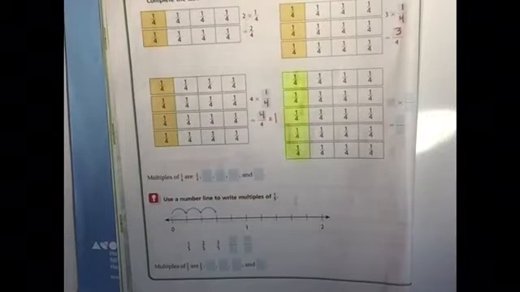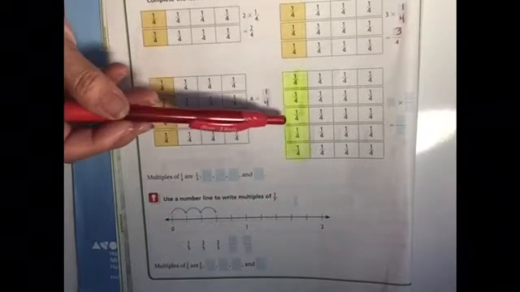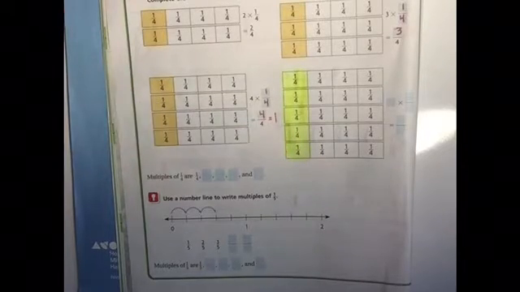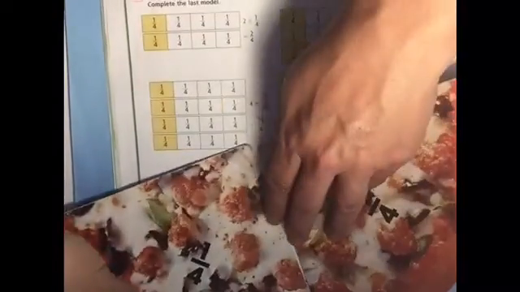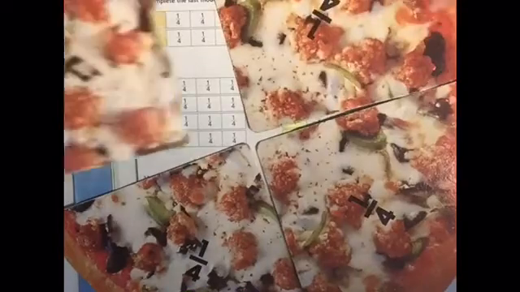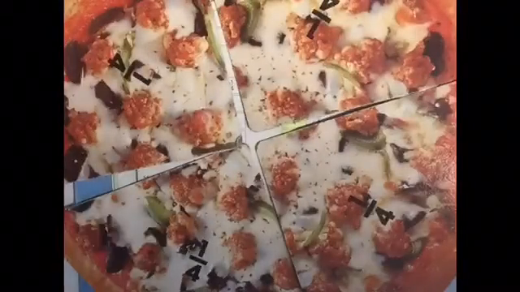So let's count those. I have 1/4, 2/4, 3/4, 4/4, 5/4. I have 5 of these. So I have 1, 2, 3, 4. Oh my goodness, and I have an extra one, 5. Right here, 5/4. It's gonna just hang out over here somewhere.